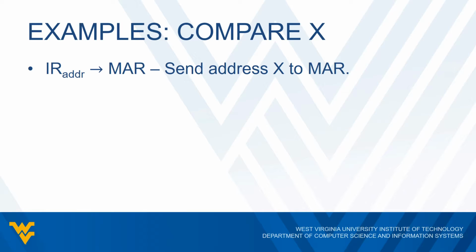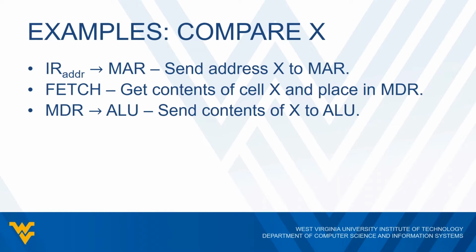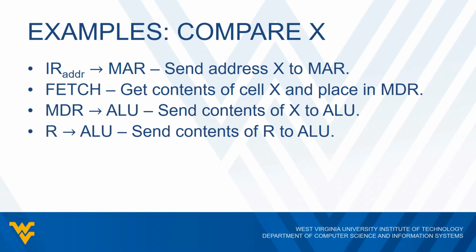So the first step is, once again, we're going to need to get the address. So we're going to send the address of X to the MAR. So we get that from the instruction register. We're then going to need to fetch the contents of cell X and place it in the MDR. We're then also going to send the contents of address X, which was in the MDR, to the ALU. And then we also need to send the contents of register R to the ALU as well.